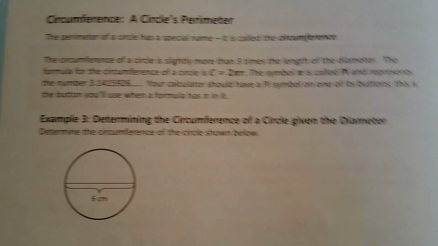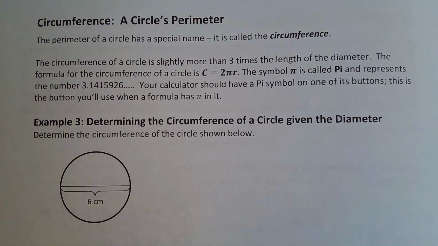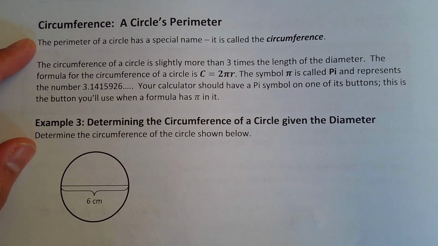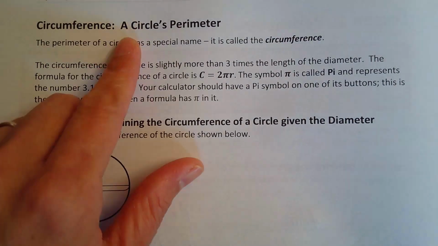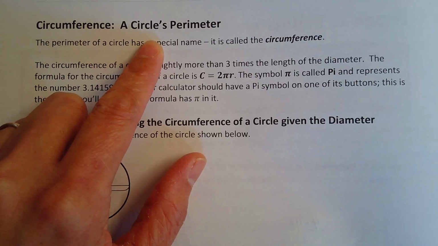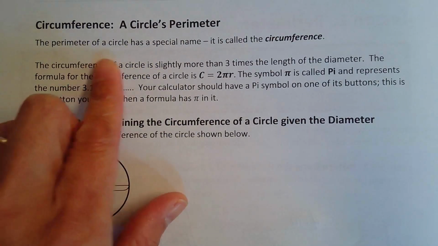Now this is interesting because now we're getting into the circle. It says here, circumference. That's a fancy name for saying the perimeter of a circle. So the perimeter of a circle has a special name.